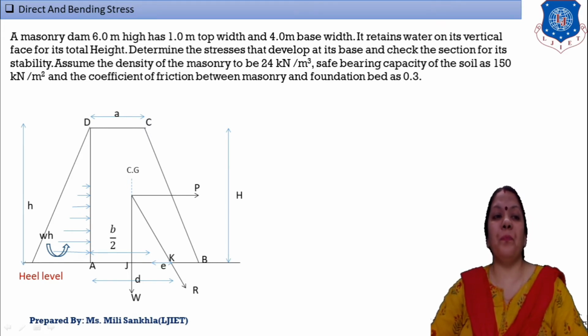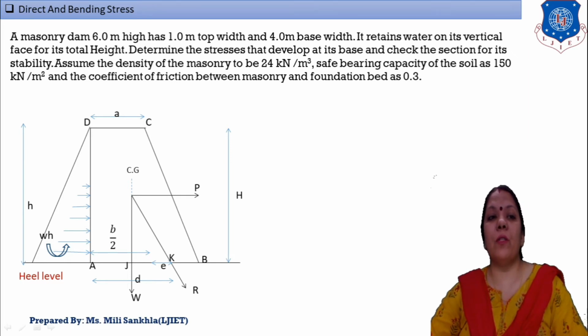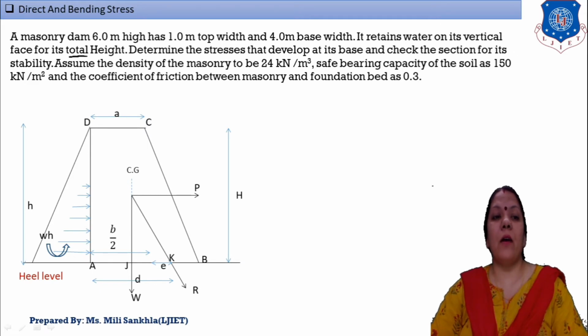Now first of all, read the data. A masonry dam is 6 meter height, 1 meter top width and 4 meter base width. It retains water on its vertical face of total height. That means height of dam is equal to height of water level. Determine the stresses that develop at the base and check the section for its stability.